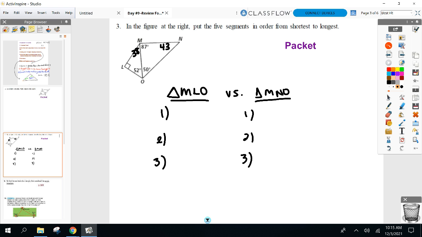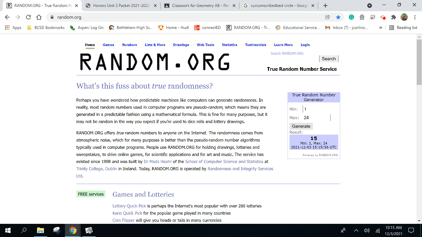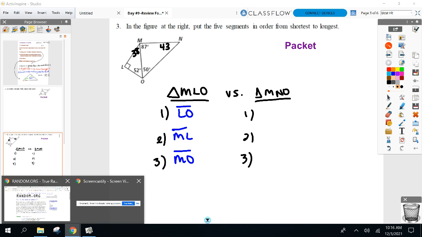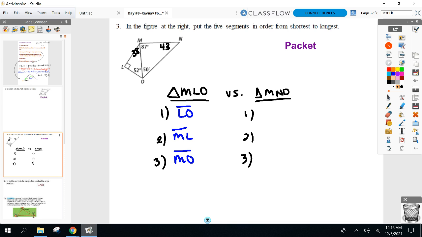Okay, what are your sides, shortest to longest, in triangle MLO? What are your rankings? Ready? LO, ML, MO. Done. How about my rankings for triangle MNO?